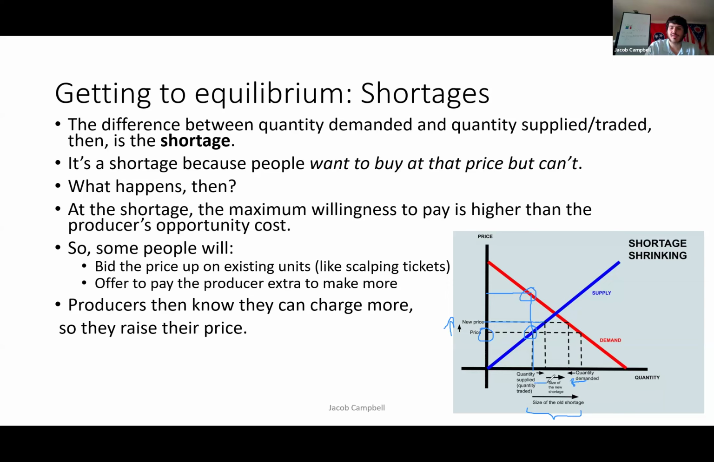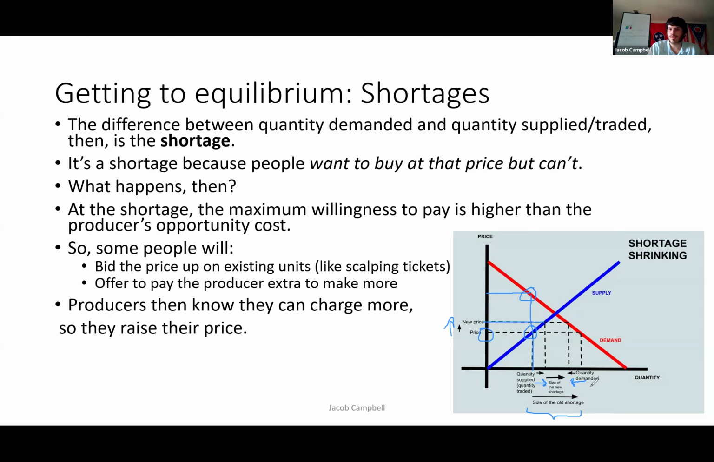But because the quantity demanded started out higher than the quantity supplied, even though their quantity demanded is falling, the quantity traded is still rising, because the shortage shrinks. The price goes up, the consumer does not desire as much of the good, the producer produces more of the good, and so the shortage begins to go away.